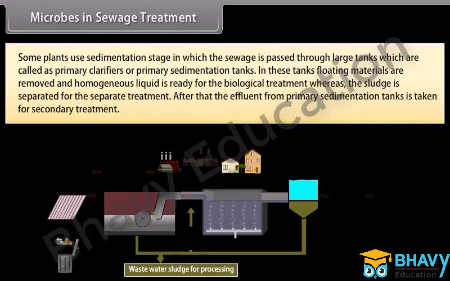Some plants use a sedimentation stage in which the sewage is passed through large tanks called primary clarifiers or primary sedimentation tanks. In these tanks, floating materials are removed and a homogeneous liquid is ready for the biological treatment, whereas the sludge is separated for separate treatment. After that, the effluent from primary sedimentation tanks is taken for secondary treatment.